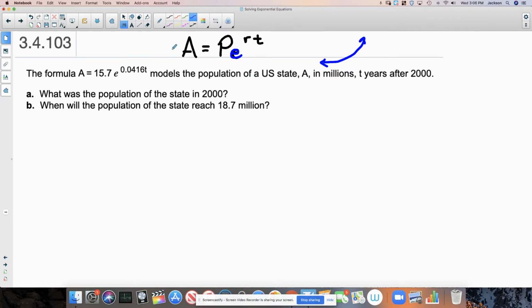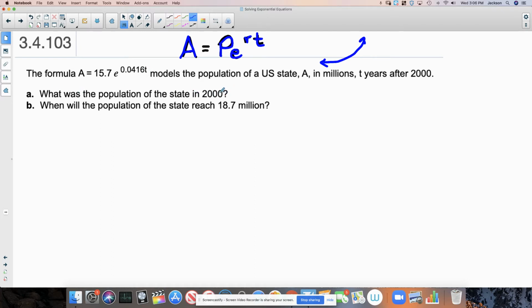So A is the amount after some period of growth. P usually stands for the principal amount or the original amount. R is the rate of change or the growth, what we call the growth rate. And then t is a unit of time, typically in years. So they're giving us this formula here, which models the population of a US state, A in millions, t years after 2000. So this number is the number of years after 2000. That's what t represents.